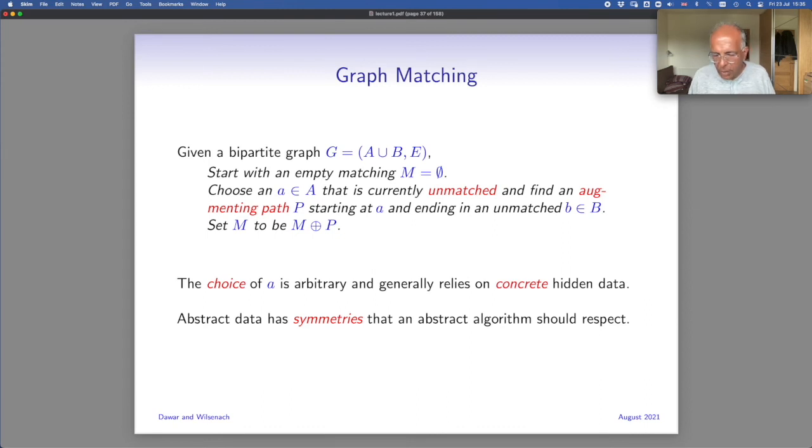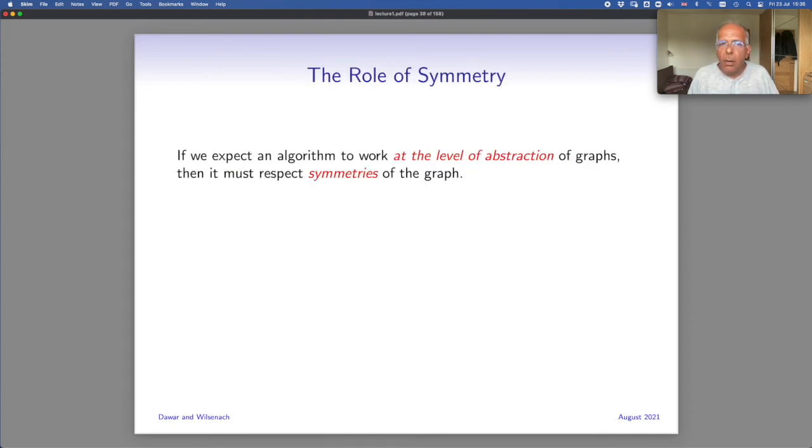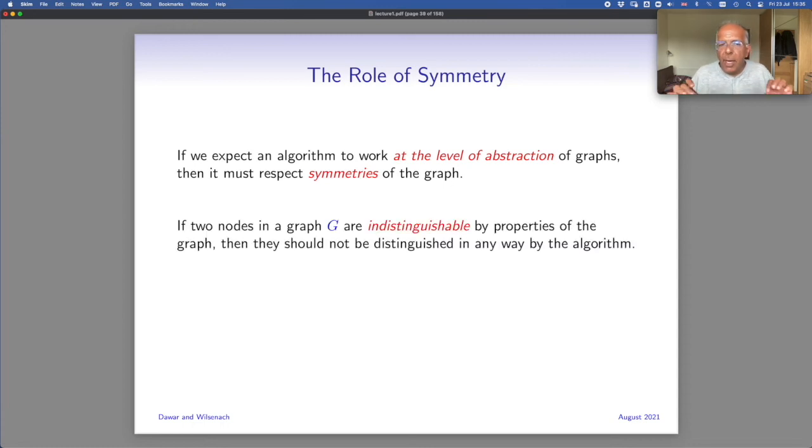Okay, if we expect an algorithm, for instance, to work at the level of abstraction of graphs, then it must respect the symmetries of the graph. If we have a pair of nodes in the graph which are indistinguishable by properties of the graph itself, then they should not be distinguished in any way by the algorithm. This is, in some sense, the slogan of symmetry in algorithms that we'll adopt.